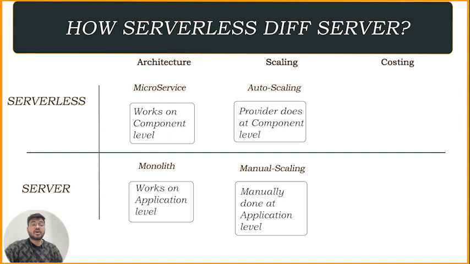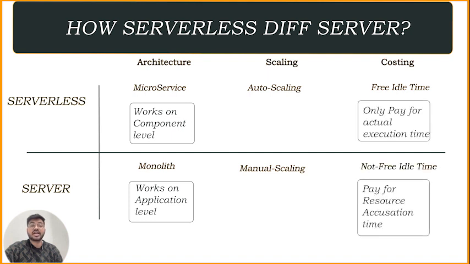AWS charges us for the resources we are using. In the case of serverless, resources are being used only if we are executing our code when someone is hitting our API. That means it will be free of cost when no one is using our application. But in the case of a server, we ask AWS for dedicated memory and space while creating servers. That means we are constantly using AWS resources, whether someone is using our application or not.